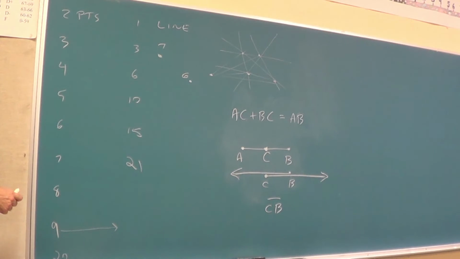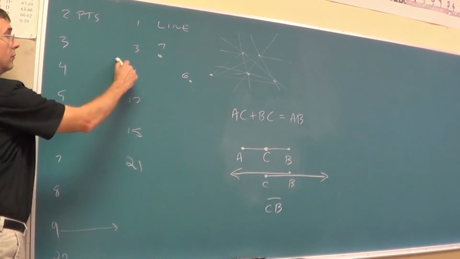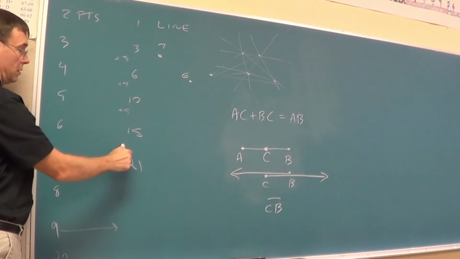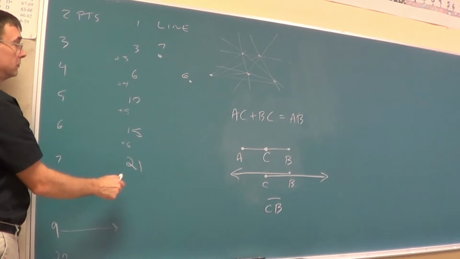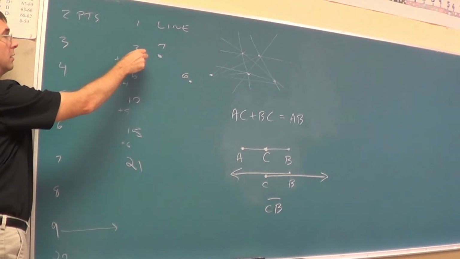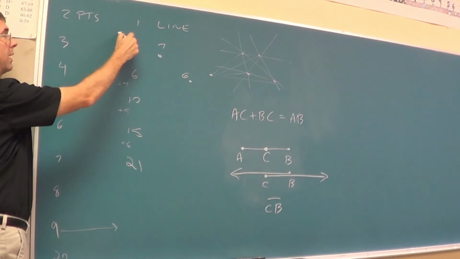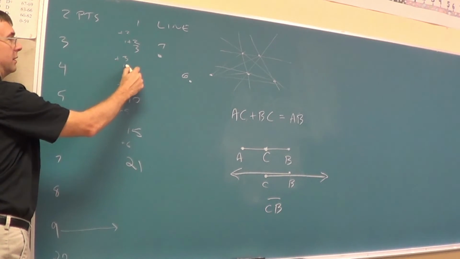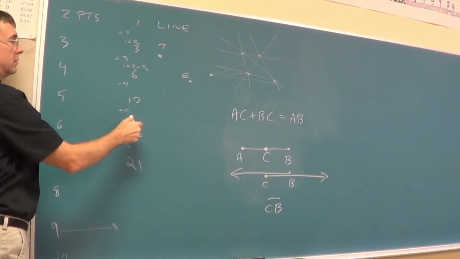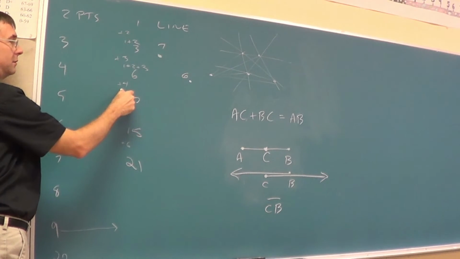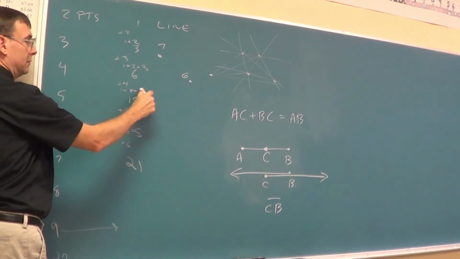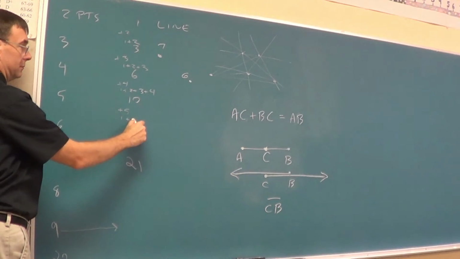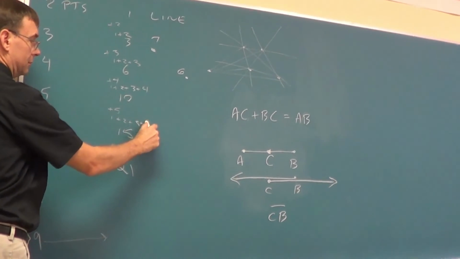So 3 to 6 is 3, and then 6 to 10 is 4, and then 10 to 15 is 5. It's true. Then 6. So how'd we get here? This is 1 plus 2. This is 1 plus 2 plus 3. This is 1 plus 2 plus 3 plus 4. This is 1 plus 2 plus 3 plus 4 plus 5.